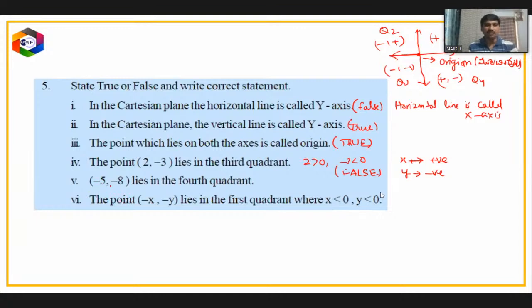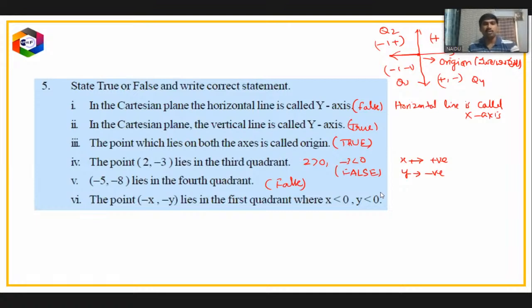Now minus 5 comma minus 8 lies in the fourth quadrant. Actually it is wrong. Both x and y are negative, so as we know it is in quadrant 3. So this is also false. So minus 5 comma minus 8 lies in which quadrant? Yes, it is the third quadrant.